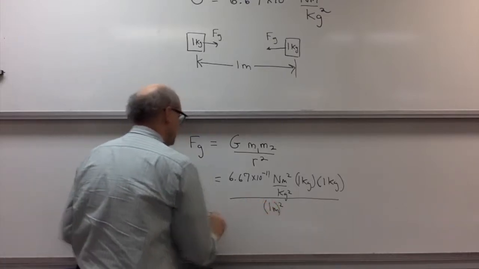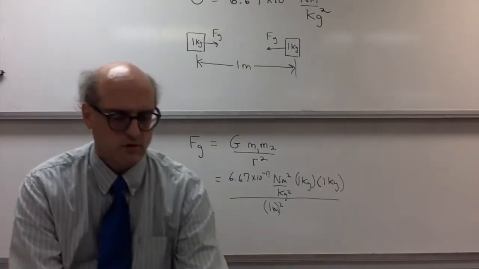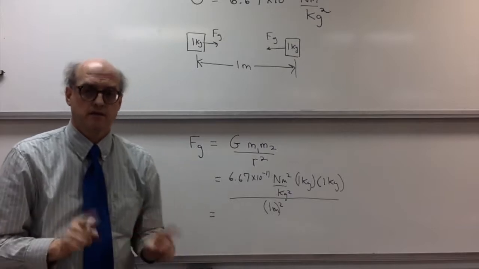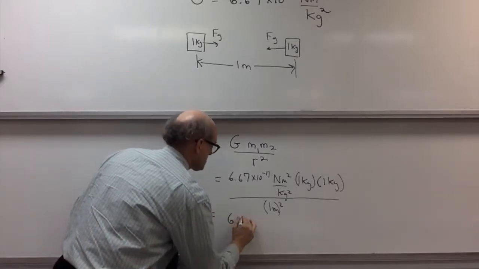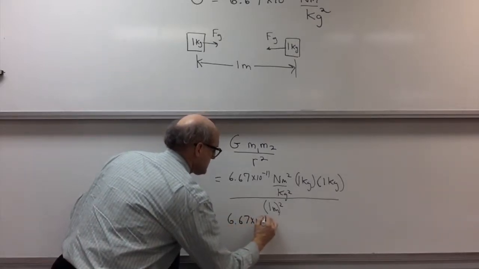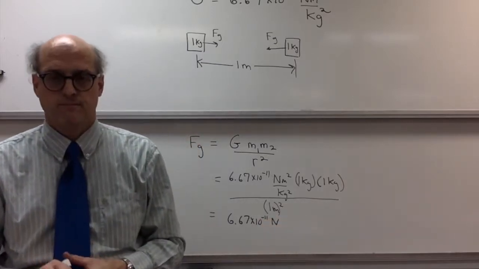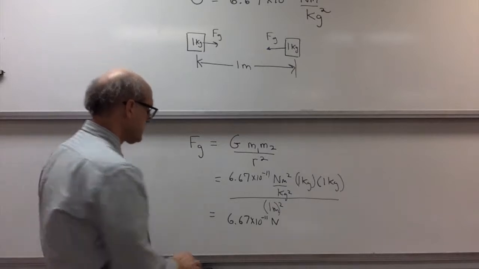So you can see that the gravitational force between two 1 kilogram masses that are 1 meter apart is initially 6.67 times 10 to the negative 11th newtons, a very small number indeed. Let's take a look at another example.